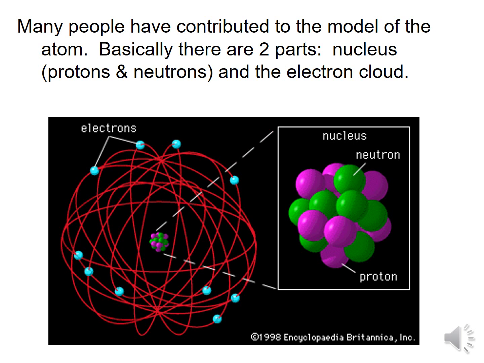Transitioning from the elements to the actual atoms that make up the elements. There are a lot of individuals over the years who have contributed to our current model of the atom. In our current model of the atom, we basically have two parts: the nucleus, where the protons and neutrons reside, and the electron cloud.